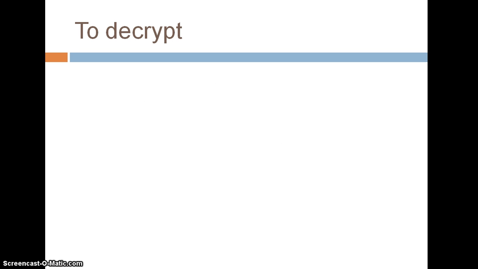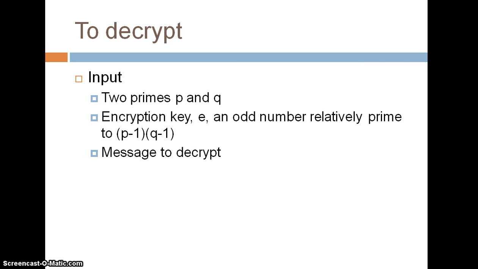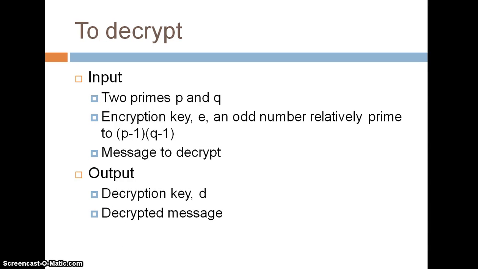So to decrypt a message, I'm going to walk you a little bit more through this step by step. To decrypt a message, I would know what the two primes P and Q were. They should be random and large. And then I would have made the encryption key, which is E, an odd number that should be relatively prime to P minus 1, Q minus 1. And then I would need the message that I wanted to decrypt. My output would be the decrypted message, and also just for fun I had it output the decryption key, even though really you wouldn't need to have that outputted.